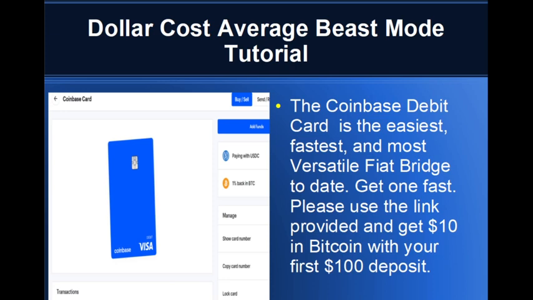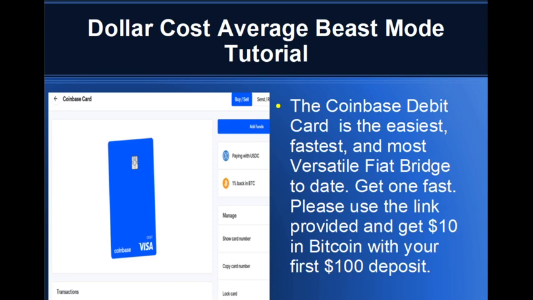But getting back to Coinbase, make sure that you've got your Coinbase account, and then you want to get the Coinbase Visa debit card. What this allows you to do is top it up with USDC. That's a stablecoin that's backed 1-to-1 with the United States dollar.